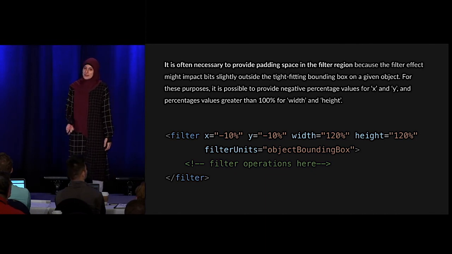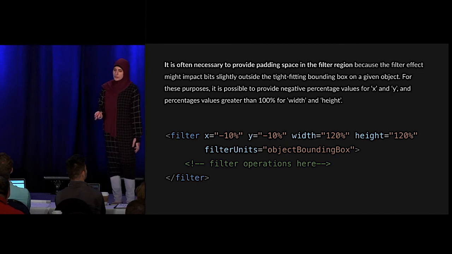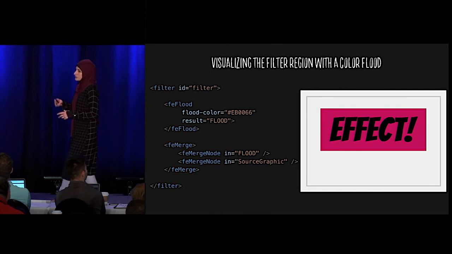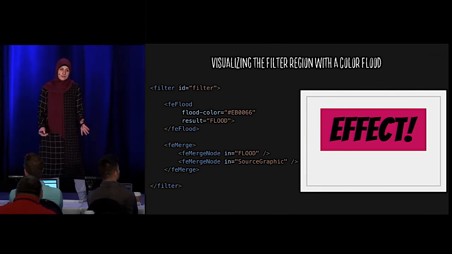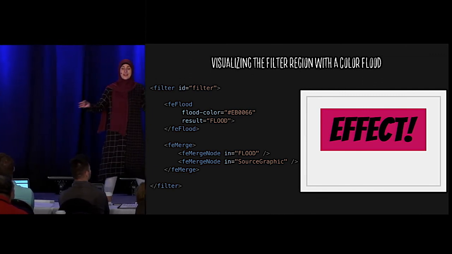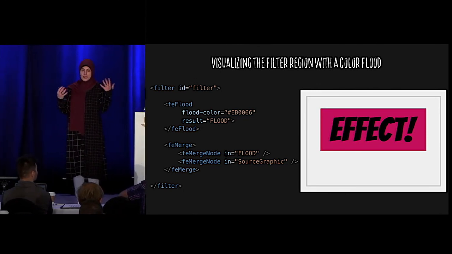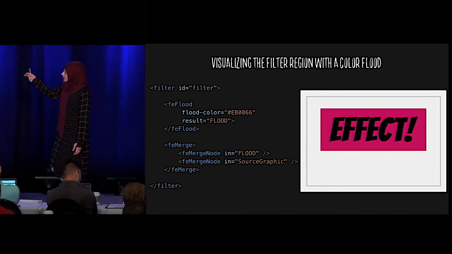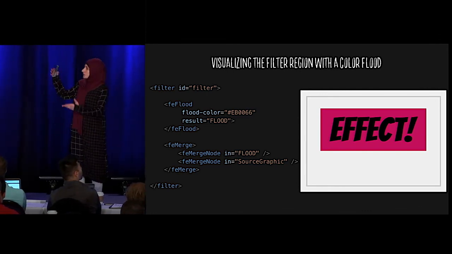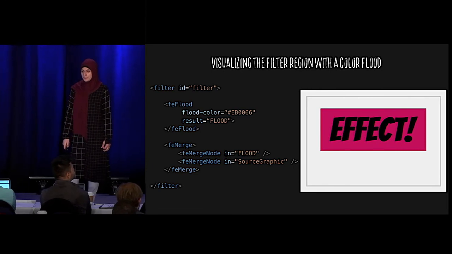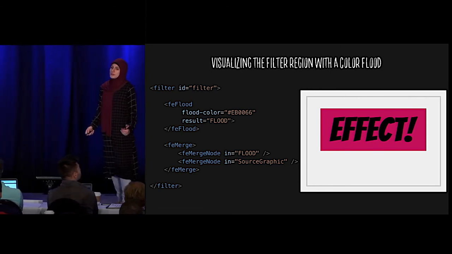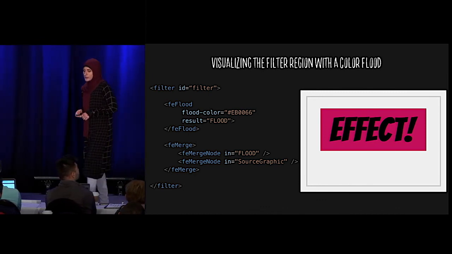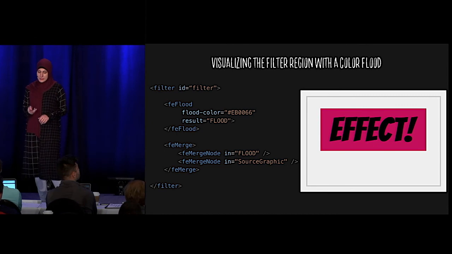One thing that has helped me when working with filter regions is to be able to visualize that filter region area. The way I do that is I usually flood that filter region with feFlood. feFlood is going to apply a color to the entire filter region. And if I need to see my filter region, I usually flood it with a piece of some color. And again, because I want to move my text on top of it, I use feMerge and then put it on top. So whenever I'm dealing with something and I'm not sure where the region is, I like to visualize it like that.